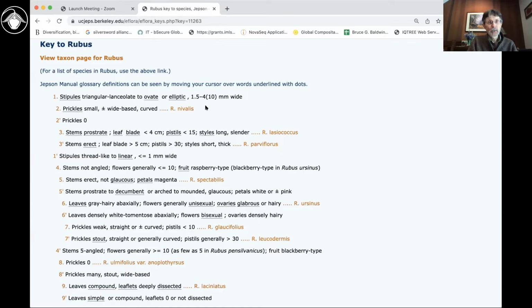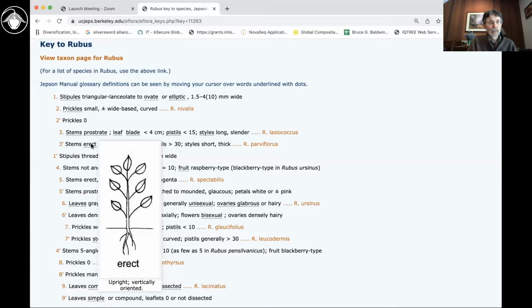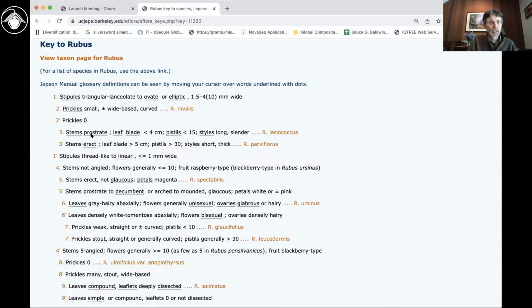And again, a dichotomous key. And you can see that in these keys, those terms that are underlined have a link to a definition or a diagram or both. But there also is an independent Jepson glossary back at that homepage that has all the terms listed alphabetically, but this is built into the keys.